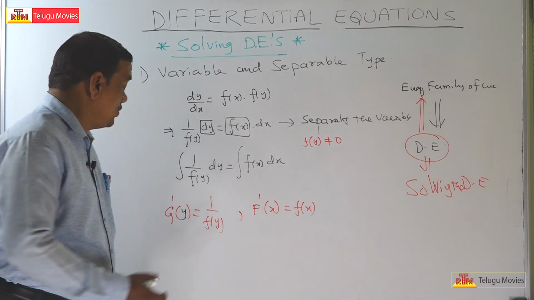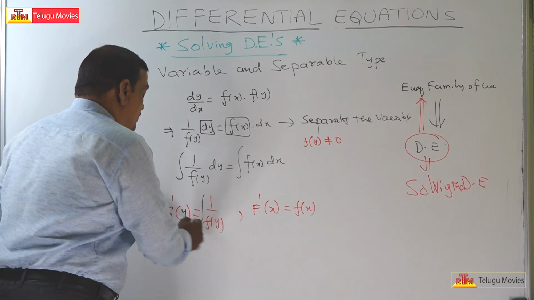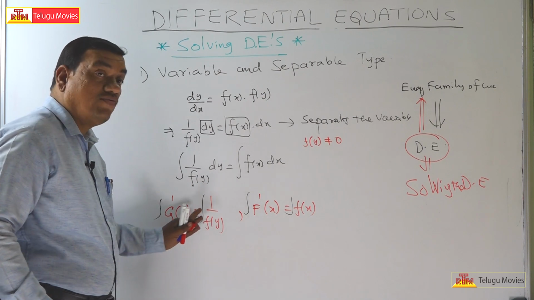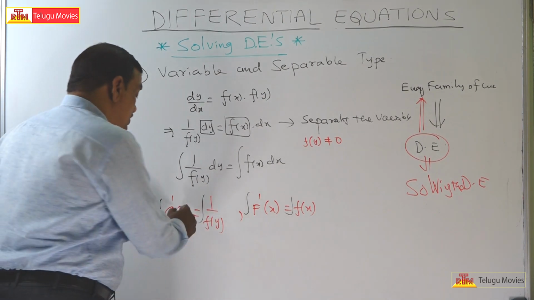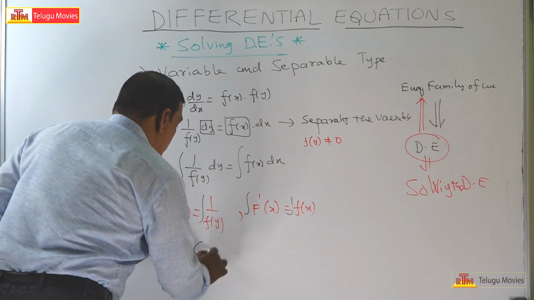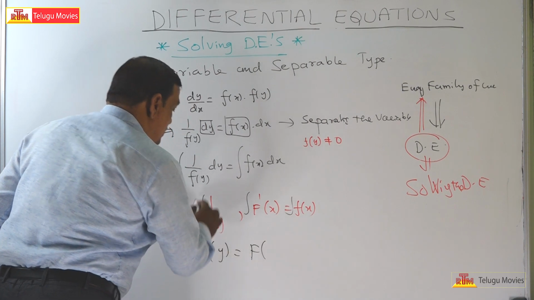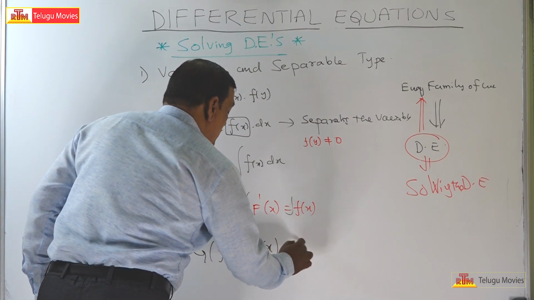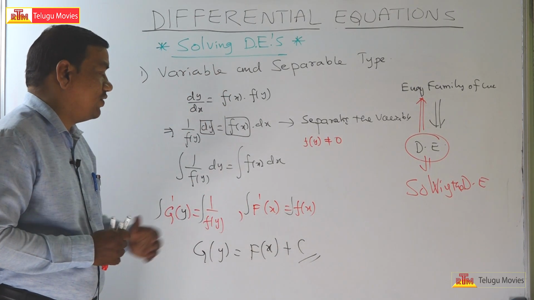Therefore, if you integrate on both sides, what will happen? g of y is equal to the integral of 1 by f of y. Therefore, your solution is capital G of y is equal to capital F of x plus c, where c is a constant of integration. Okay, now.